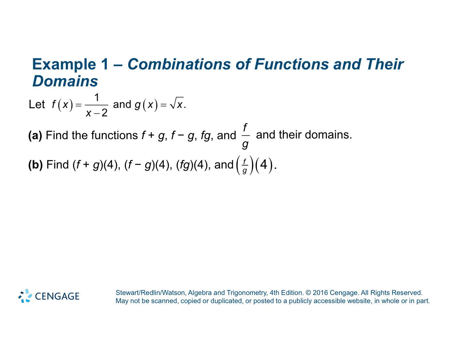So we have example 1. They want us to let f(x) equal 1 over x minus 2 and g(x) equal the square root of x. For part A, find f plus g, f minus g, f times g, and f over g, and their respective domains. And then for part B, they want us to find f plus g of 4, f minus g of 4, f times g of 4, and f divided by g of 4. So I'm going to open a new slide because I don't have enough space to do all of that.